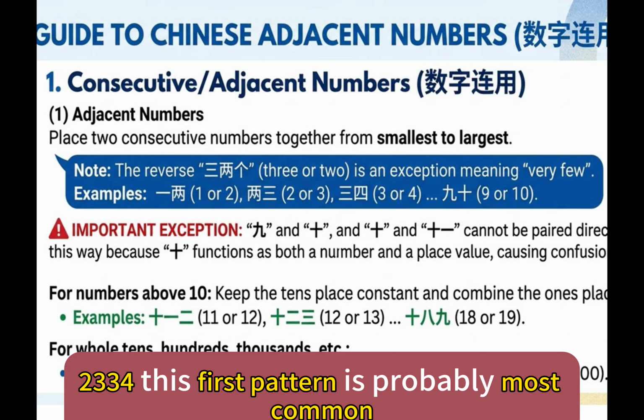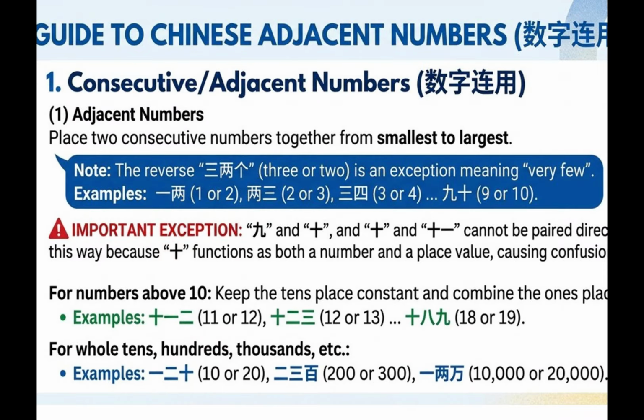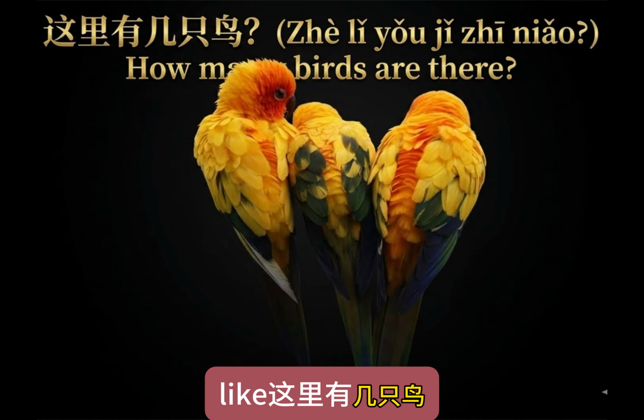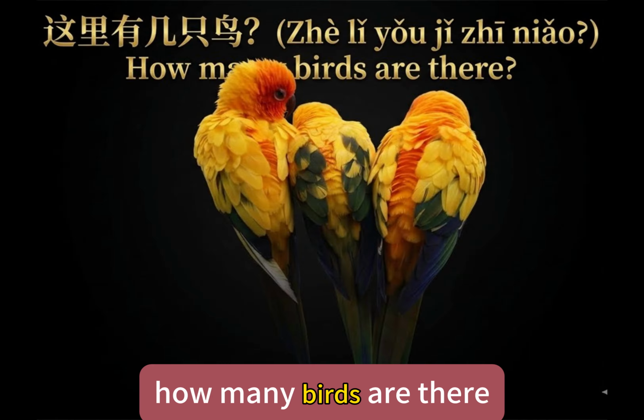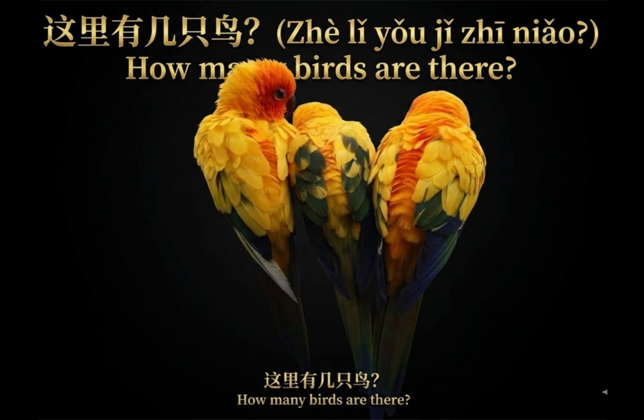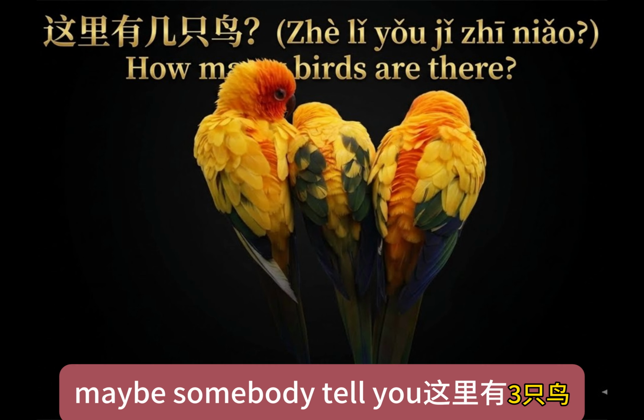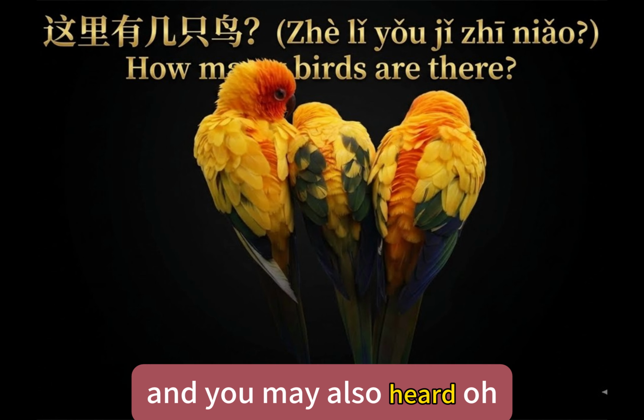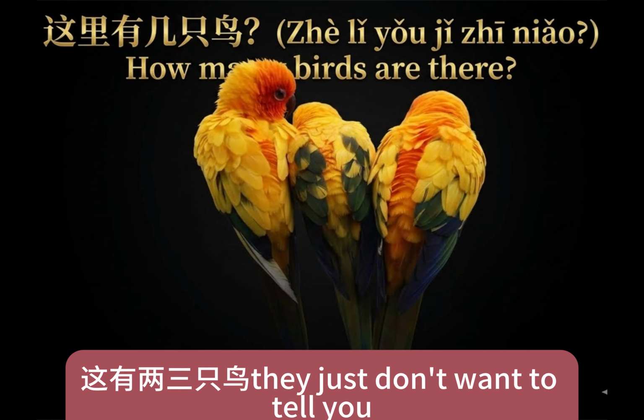2334. This first pattern is probably most common. Like 这里有几只鸟? How many birds are there? Oh, maybe somebody tells you 这里有3只鸟. And you may also have heard 这有2、3只鸟. They just don't want to tell you.